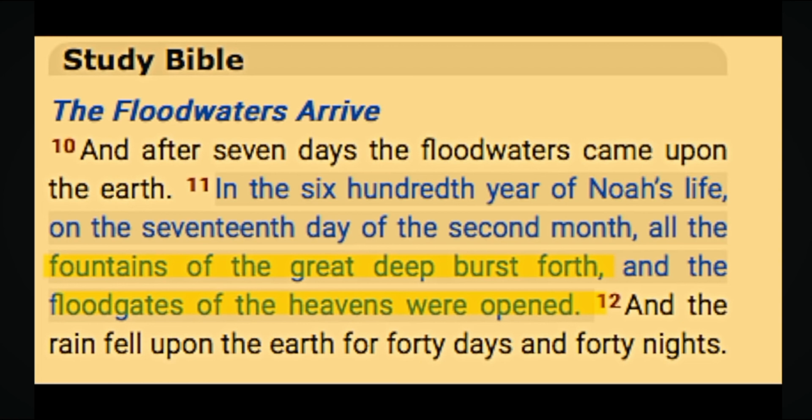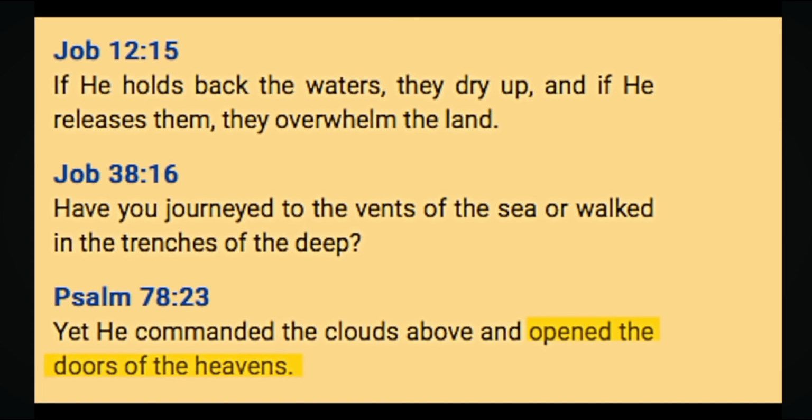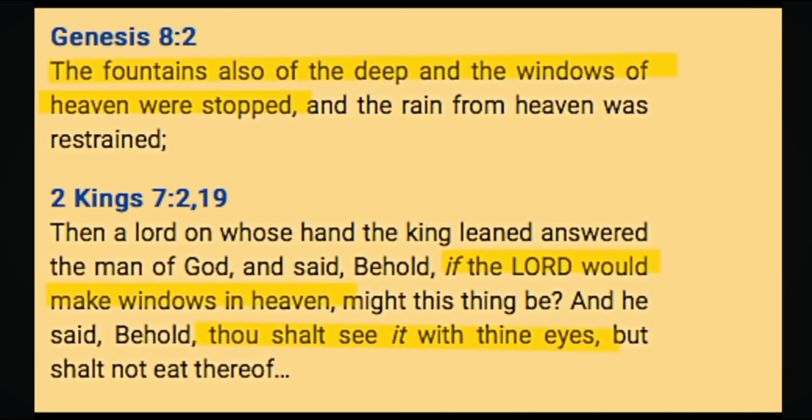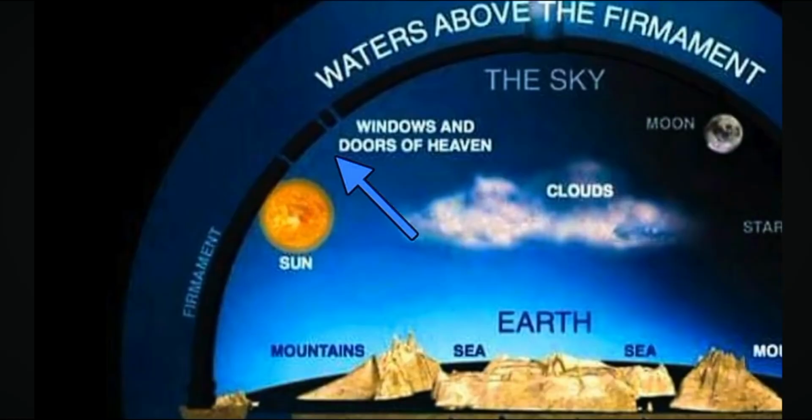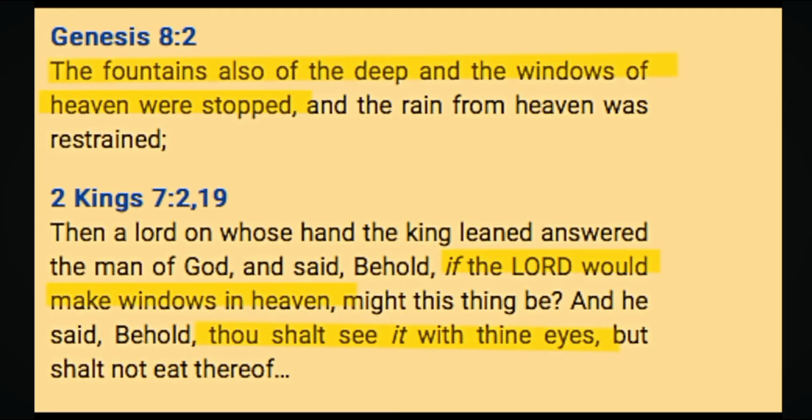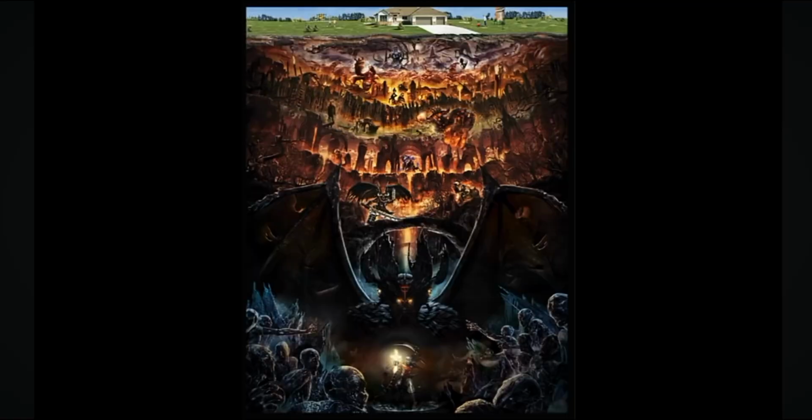And after 7 days the floodwaters came upon the earth. All the fountains of the great deep burst forth, and the floodgates of the heavens were opened. Yet he commanded the clouds above and opened the doors of the heavens. The fountains also of the deep and the windows of heaven were stopped, and the rain from heaven was restrained. Behold, if the Lord would make windows in heaven, thou shalt see it with thine eyes.